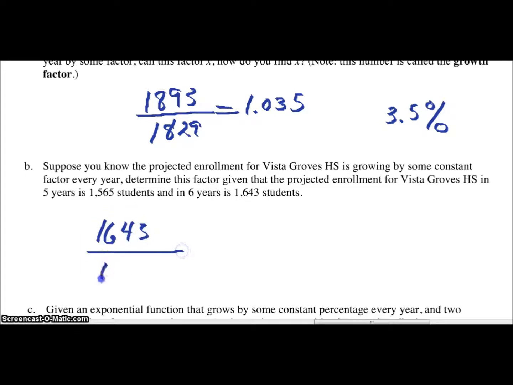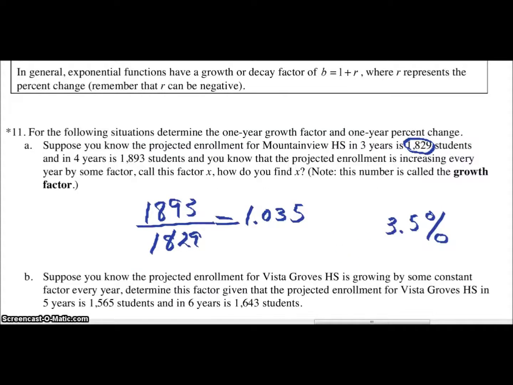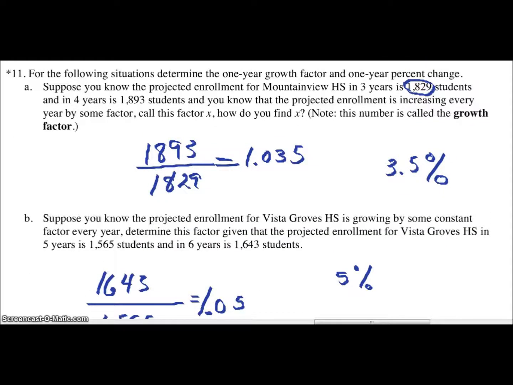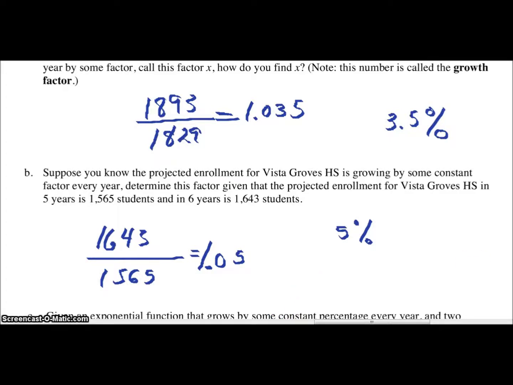Okay, same thing. Just divide those. 1.05, and that means that our percentage increase is 5%, percent change is 5%, and there's the growth factor, 1.05. Again, if this isn't quite clicking, note that 1565 times 1.05 is 1643. And so I know that if I was kind of working backwards, if I divide here, I can get the 1.05.